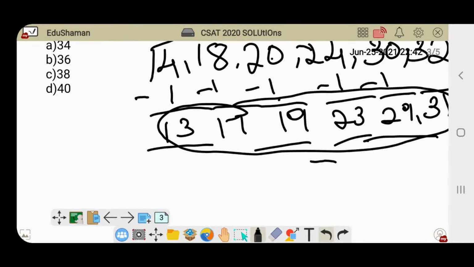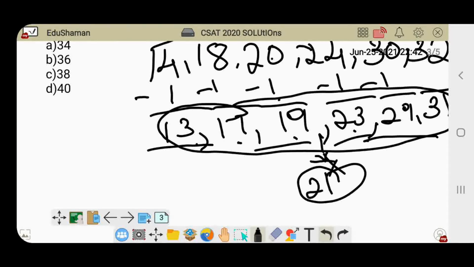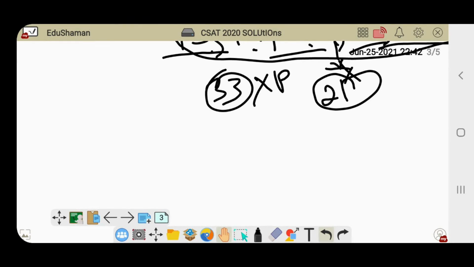So let's see which is the next. If you see all these numbers, they are in sequence. After 13 the next prime number is 17. After 17 the next prime number is 19, then 23. They have skipped 21 because 21 is not a prime number. Then the next prime number is 29. After 29, 31 is the next prime number. 33 is not prime. So the next prime number would be 37, because 35 is also not a prime number. So 37 is the next prime number.